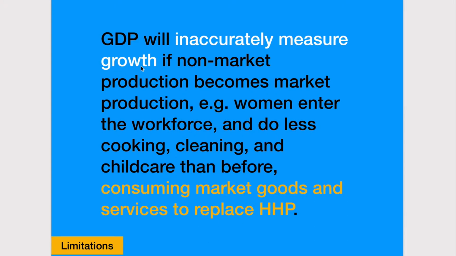It also means that the GDP is going to inaccurately measure growth if non-market production becomes market production. So for example, let's say that women enter the workforce and do less of the stuff that they did before. The work in the household is traditionally women's work. Now, I'm not saying I agree with that. That's the history, that's the tradition. This is a highly gendered form of labor. In the last 60 years in United States history, women have entered the workforce in increasing numbers, and that means they've done less of the household production than they were doing before.